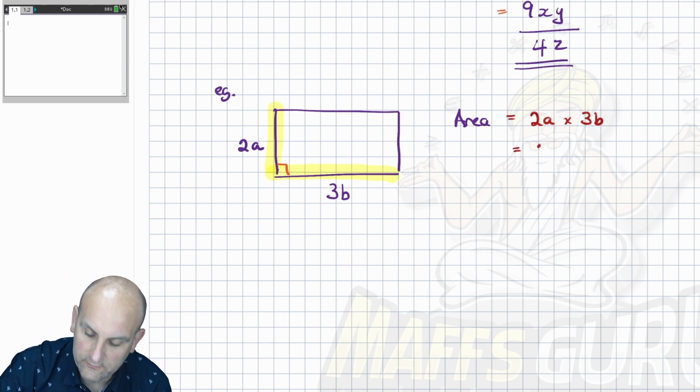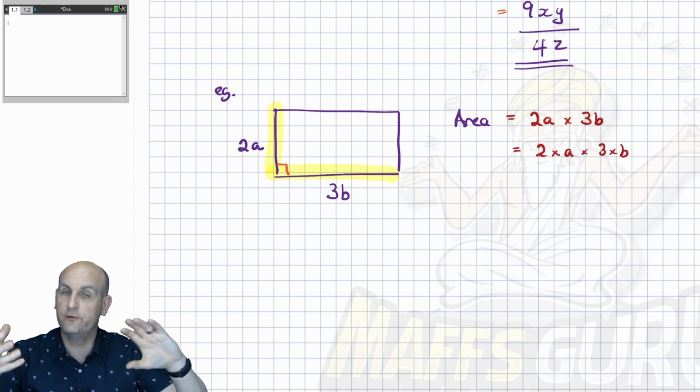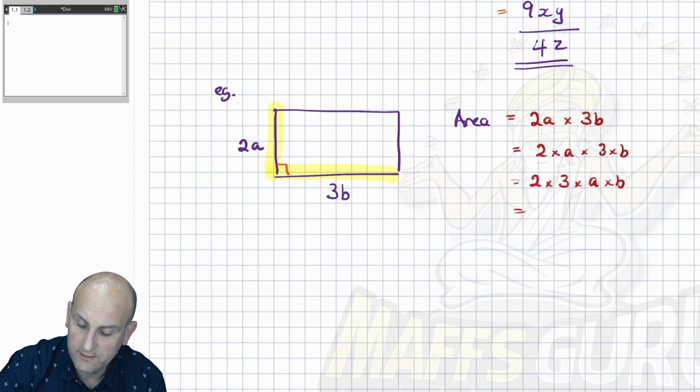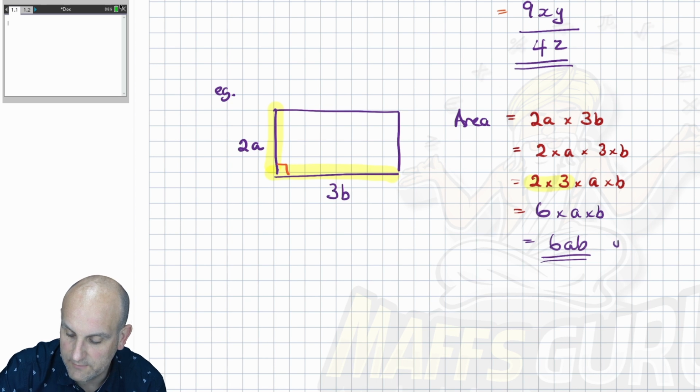So I can write that out as 2 times a times 3 times b, so I can expand it. Then I'm going to smooth things around, all right? I'm going to swap things around to become 2 times 3 times a times b. And then simplify it. I know what 2 times 3 is. It is 6 times a times b, and so 6ab. Now, again, because it's an area, we should write units squared.